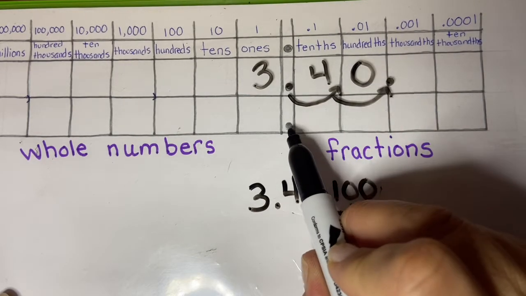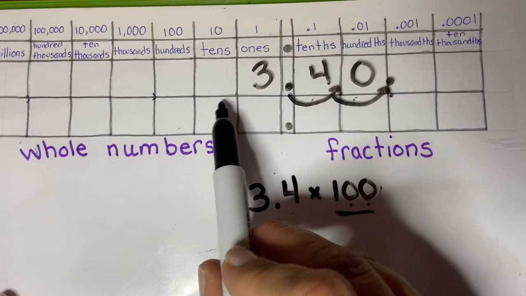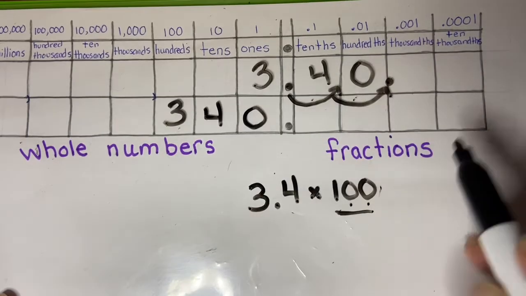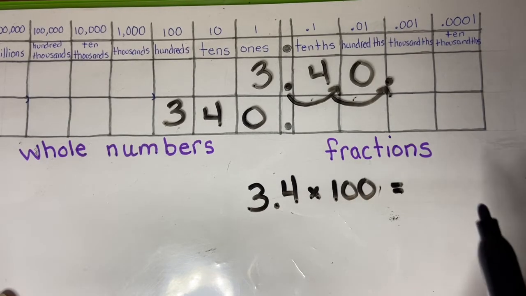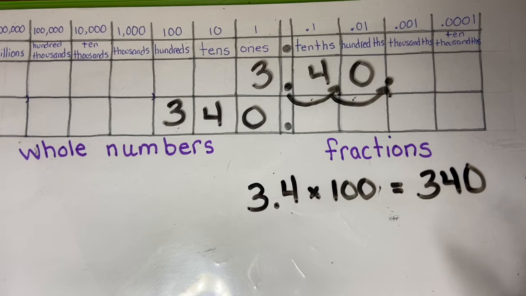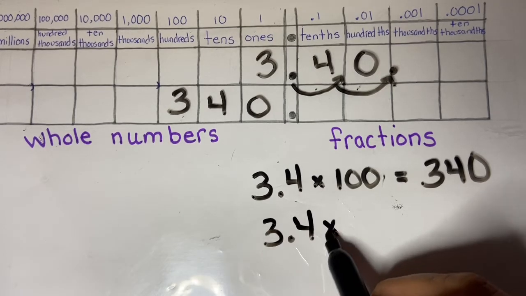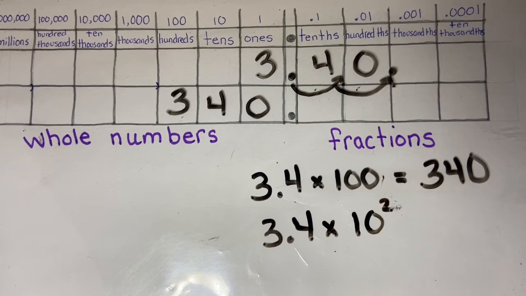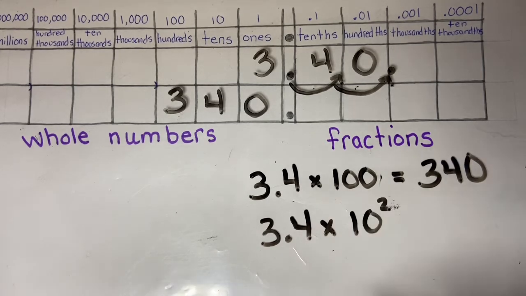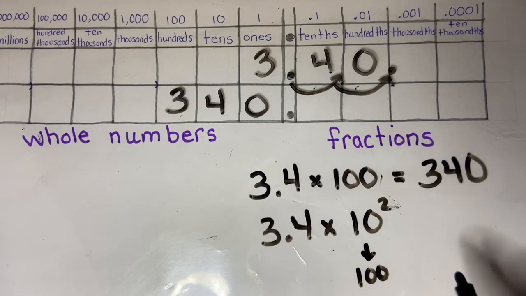And now I have to make this decimal match this decimal. So this whole number is going to shift this way 2 spaces. 1, 2. So I can say that 3.4, or 3 4/10 times 100 equals 340. This is what we were just doing. But let's look if we were to say 3 4/10 times 10 to the 2nd power. Well, remember, 10 to the 2nd power really means 100. So it's the exact same thing.